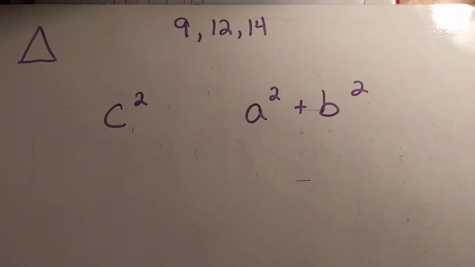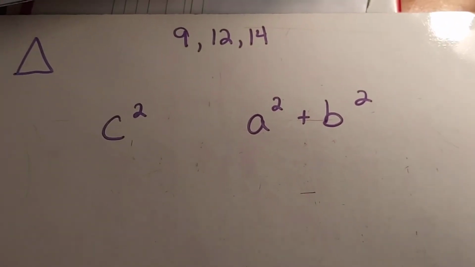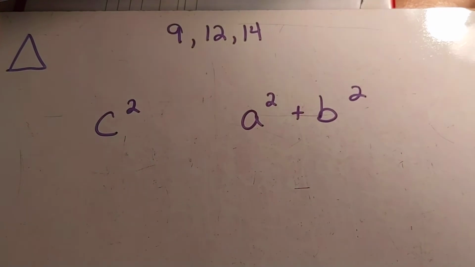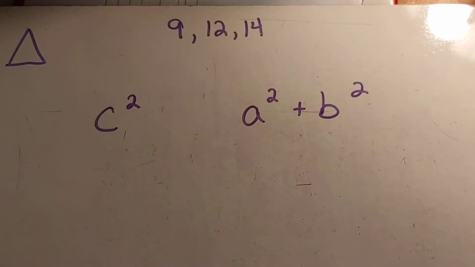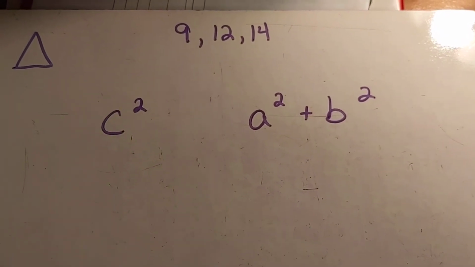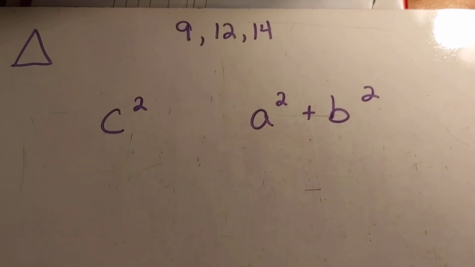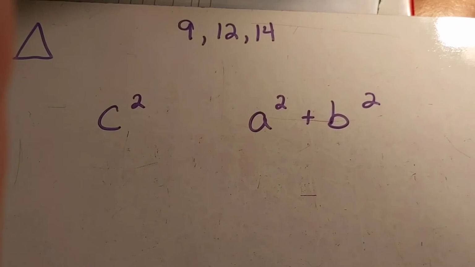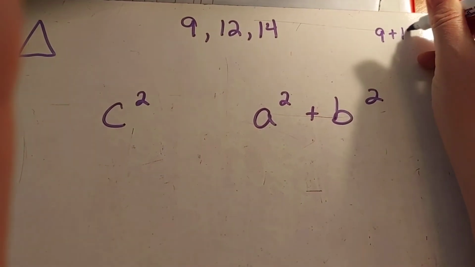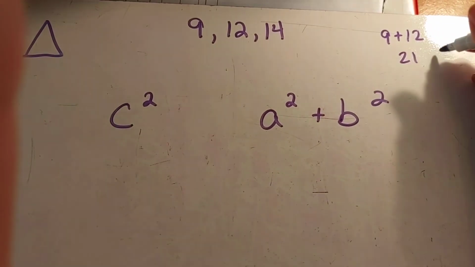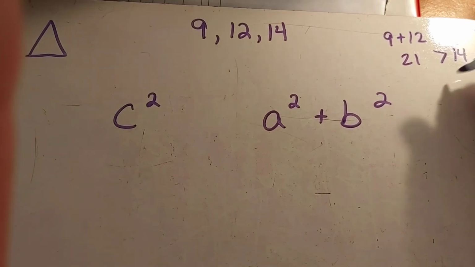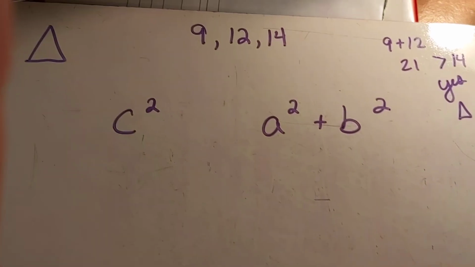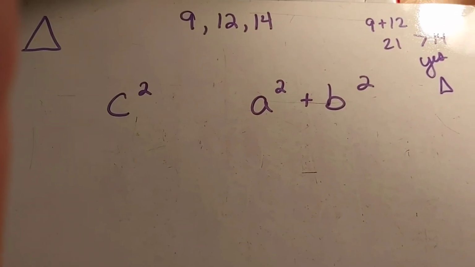All right, the second most frequently missed question was: if a triangle is formed with side lengths of 9, 12, and 14, what type of triangle is formed? Right, acute, obtuse, or no triangle can be formed. So first let's make sure a triangle can be formed. If I add 9 plus 12, I get 21. Is that greater than 14? Yes. So yes, a triangle is formed.